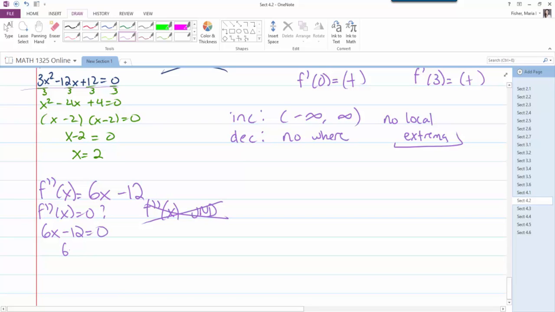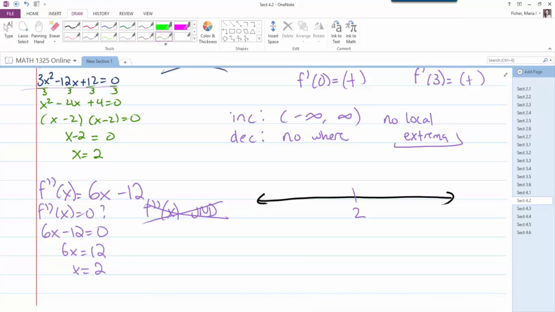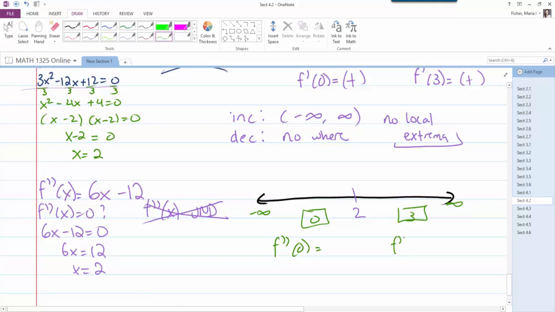So we're just going to set the second derivative equal to 0, and solving for x, I get x is equal to 2. So same thing here, I draw the number line. The only number I put on that number line is the number 2. Then I choose the test point between negative infinity to 2. I will choose 0. And then from 0 to positive infinity, I'll choose 3. So I need to figure out what happens to the second derivative at 0 and what happens to the second derivative at 3.